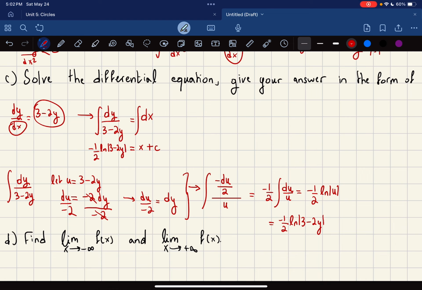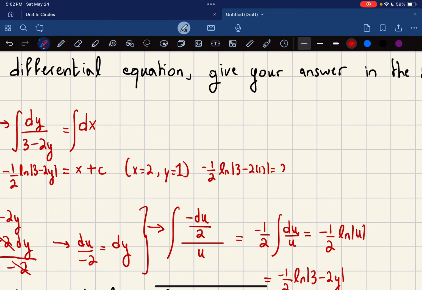Now they wanted us to give the answer in terms of y equals f of x, and we also want to find c. So I know that x is equal to 2 and y is equal to 1. So I'm going to replace them. Negative half ln 3 minus 2 times 1 equals 2 plus c. Now, negative half ln 3 minus 2, if you put it on a calculator, is going to be 0. So 0 equals 2 plus c. Therefore, c is going to be equal to negative 2.